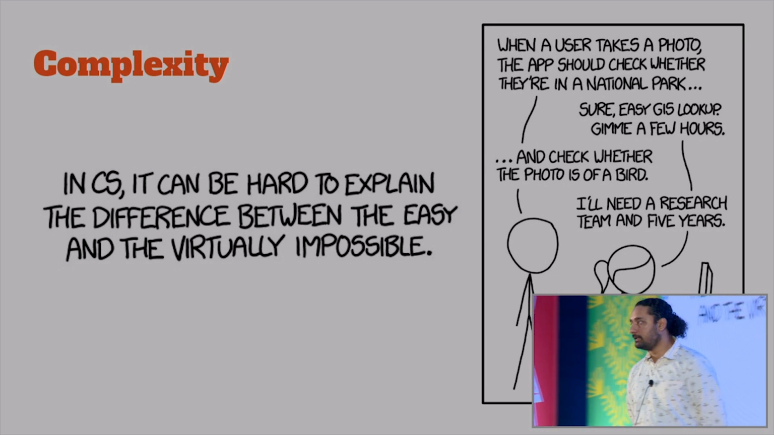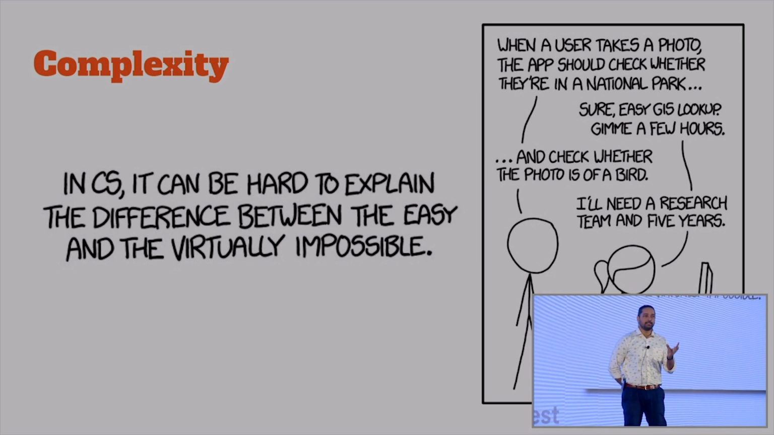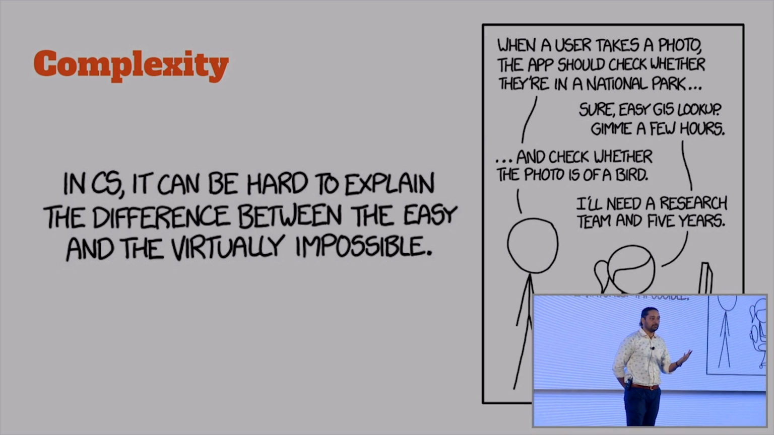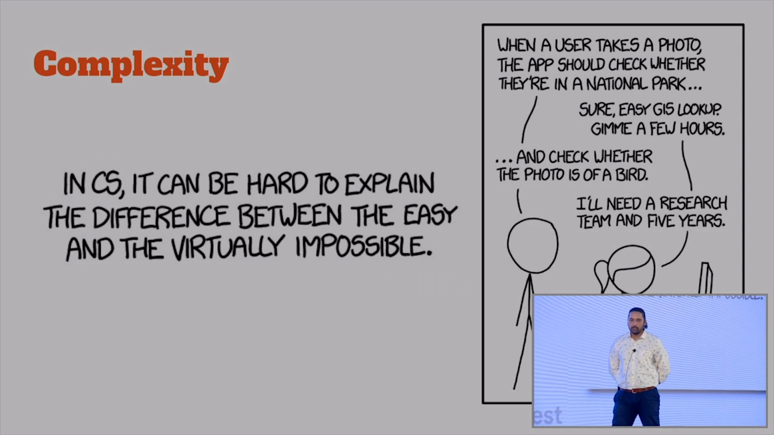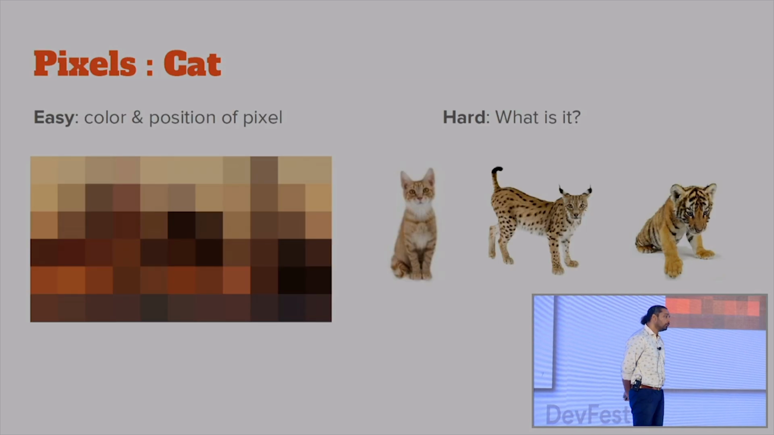So in this XKCD example, somebody's taken a photograph in a national park, and they're trying to figure out where it is. Easy problem. Now the next thing is, can you figure out if the picture you've taken is a bird? And the developer replies, okay, the other one I can do in half an hour, but this one is going to take me an entire research team and about 5 years of work. So the complexity of these problems is so hard that sometimes it's difficult to codify them.